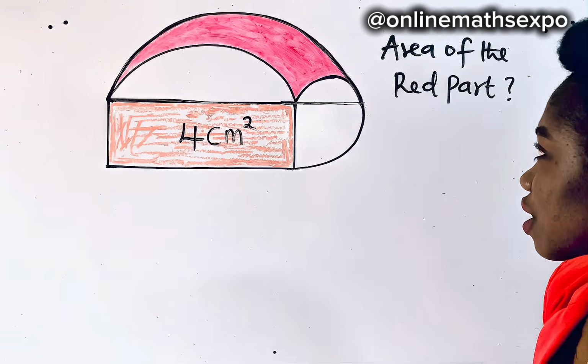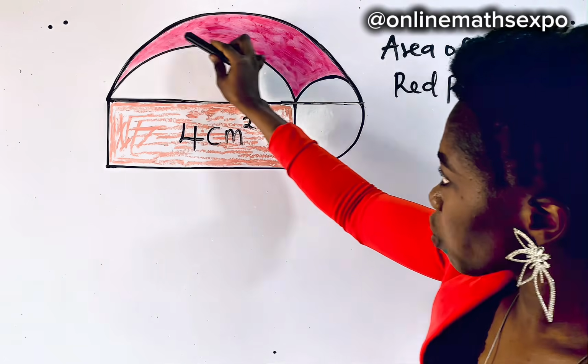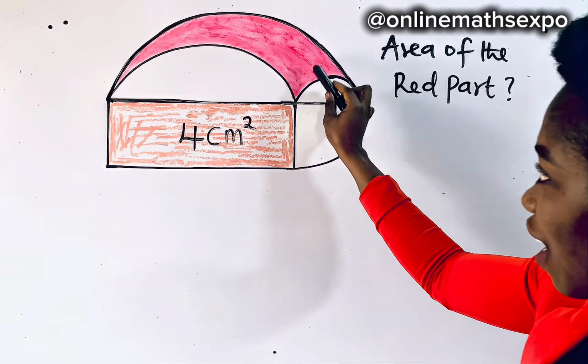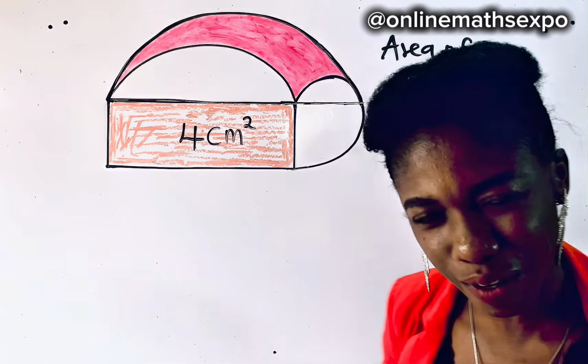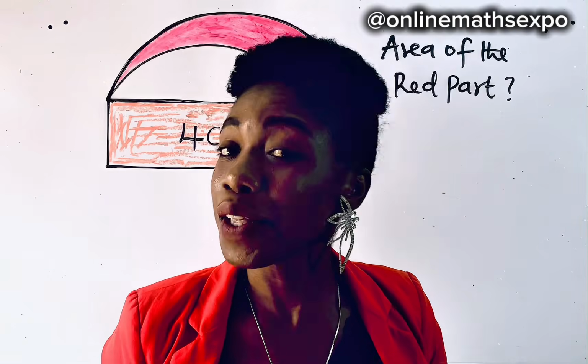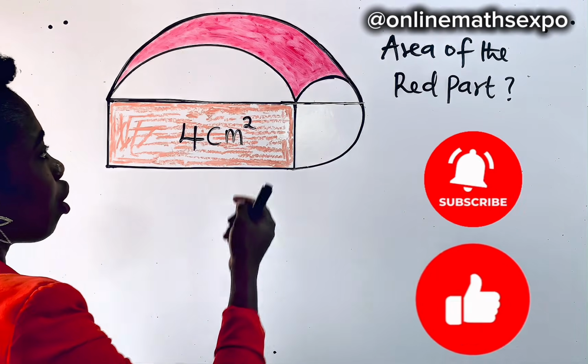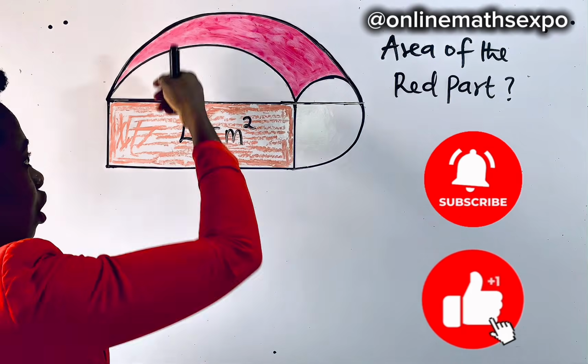Now the question is asking us, what is the area of the red part? You can see the red part. So how do we find the area of this part? It's just something you can do. Don't worry, I will take you through that step by step. It's just so easy.